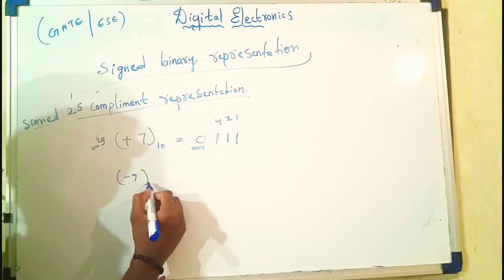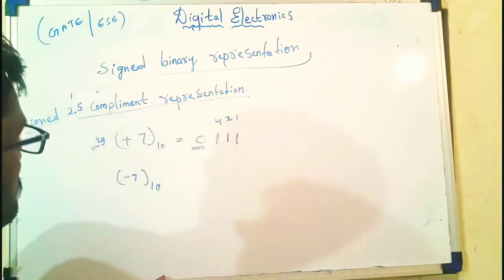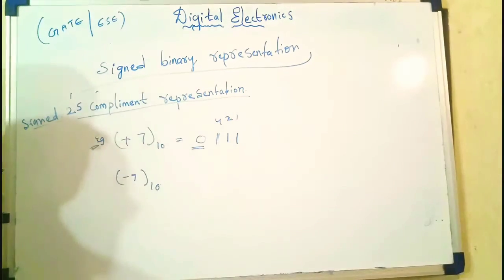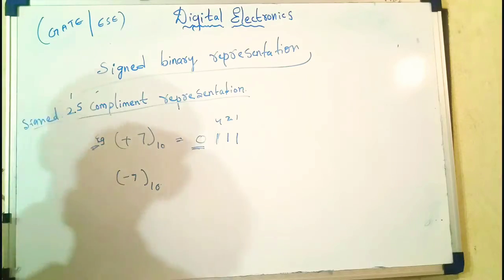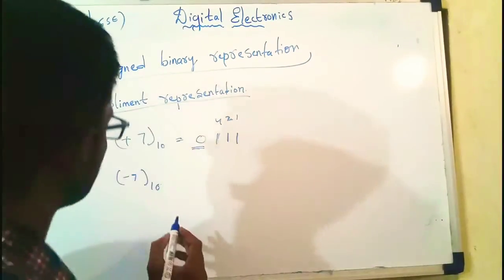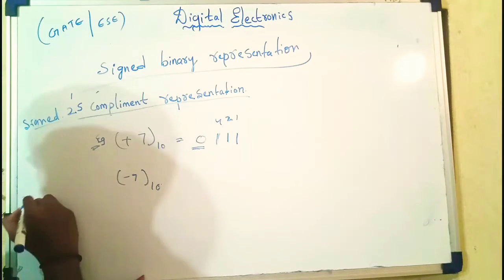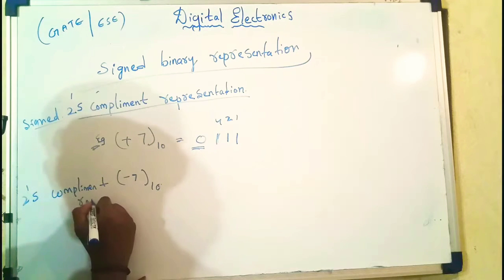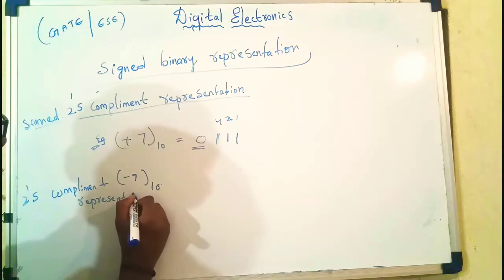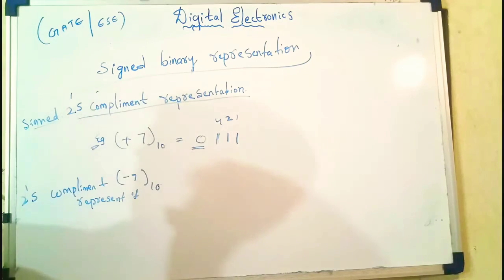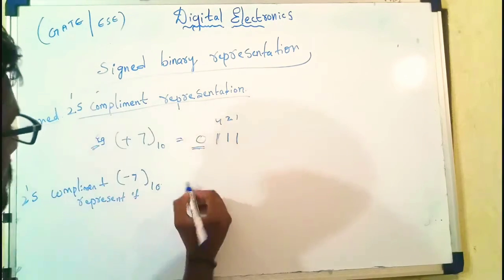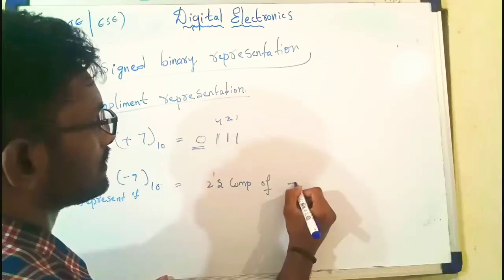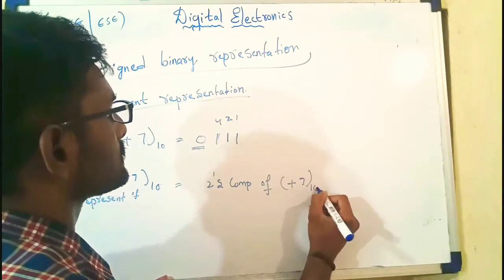Now for minus 7 to the base 10, we will represent it using sign 2's complement representation. How to represent minus 7 to the base 10 in 2's complement form? This is equal to the 2's complement of plus 7 to the base 10.